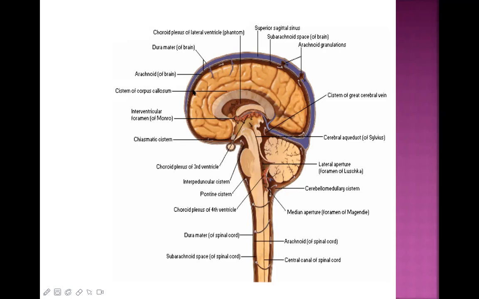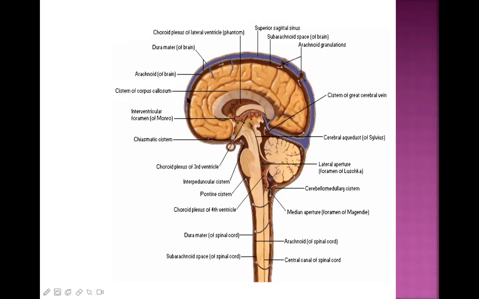See there, this is the subarachnoid space. It is also present around the spinal cord. There is a central canal of the spinal cord which also has CSF, and this has a direct connection with the fourth ventricle. Now, one more aspect here: where the CSF is absorbed.